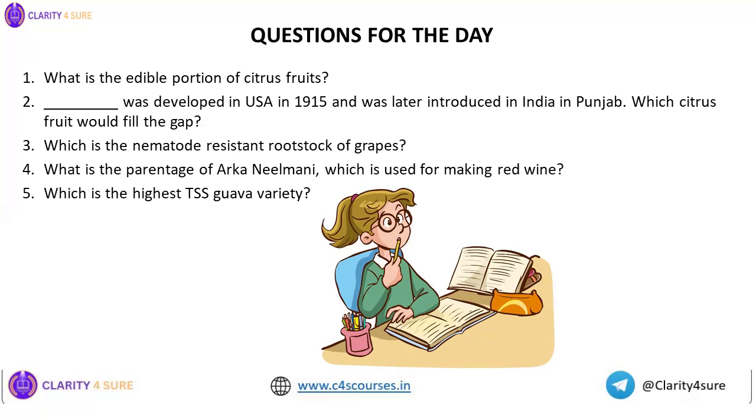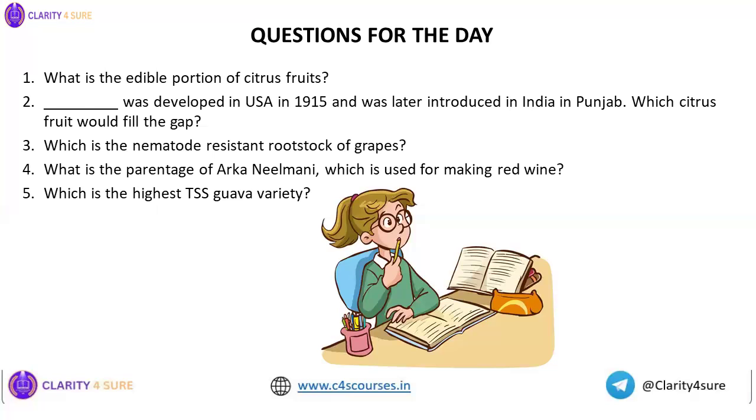And this is one of the PYQs of A4. What is the parentage of Arka Neelmani, which is used for making red wine? So from the question itself, you get another piece of information, right? Arka Neelmani is used for making red wine. And the last question is, which is the highest TSS guava variety? Along with this, please answer the question that I've asked in the session regarding stenospermocarpy.